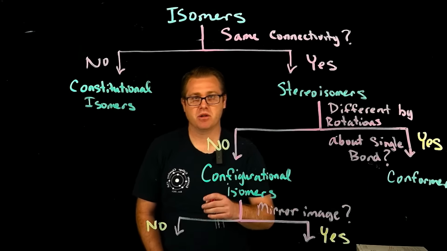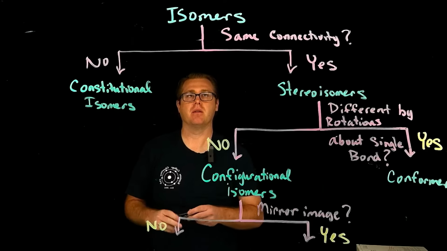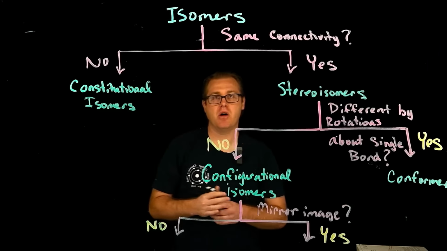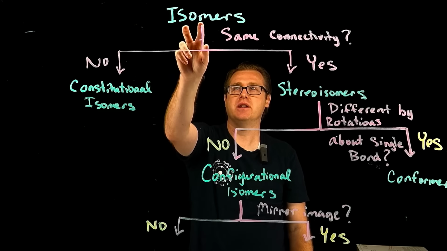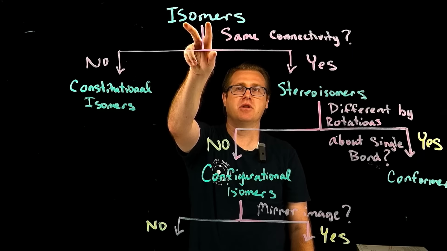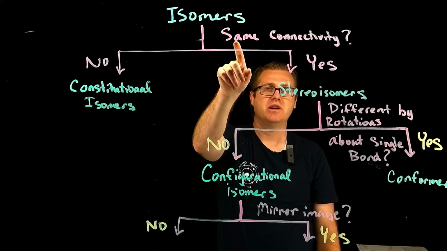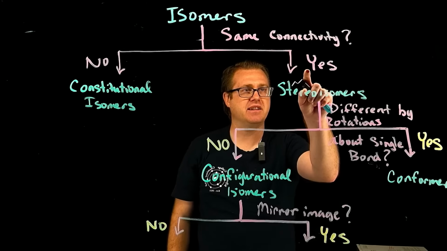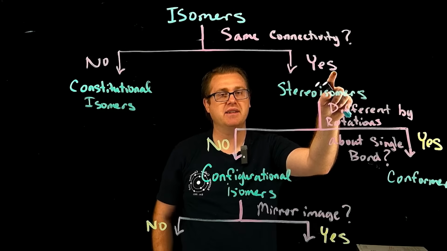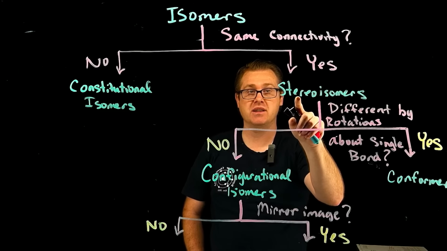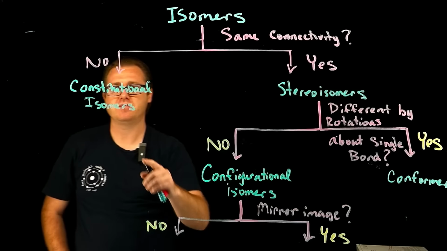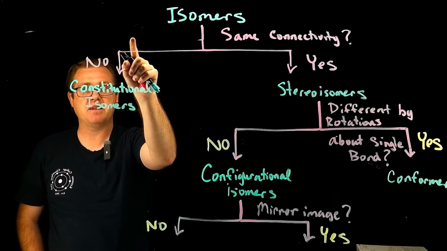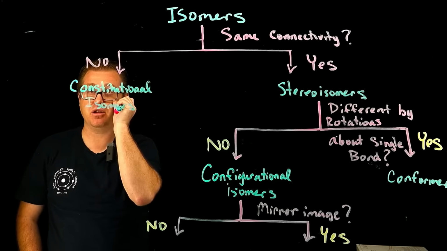So let's review isomers and then introduce some new things here. We have our isomers, and this is just a flow chart on how you can classify molecules when you're looking at two different molecules. So they're isomers. We ask the question, do they have the same connectivity? If the answer is yes, and they have the same molecular formula, then they are called stereoisomers. Whereas if they don't have the same connectivity but have the same molecular formula, then they are called constitutional isomers.